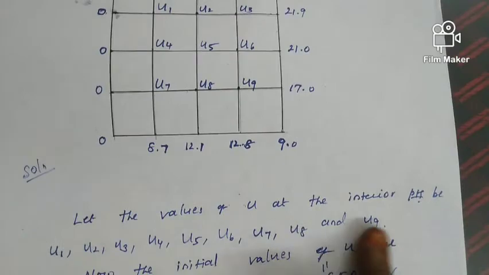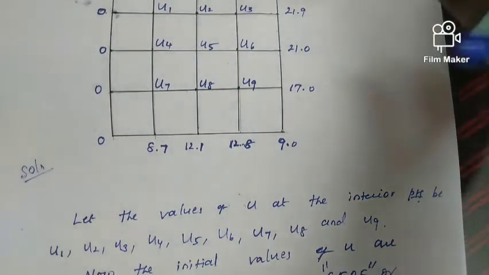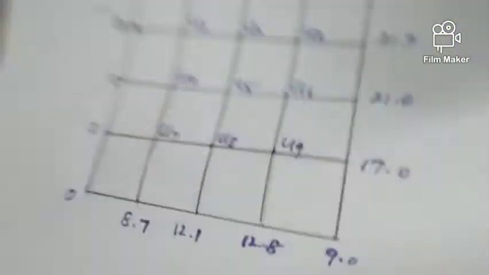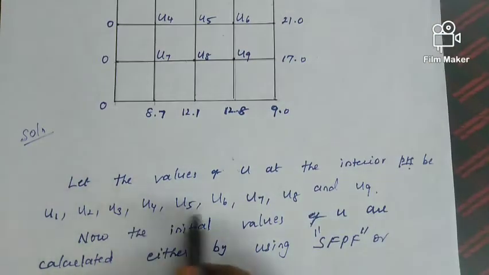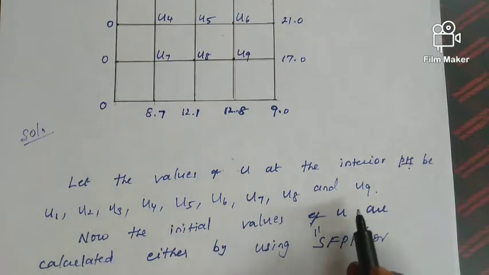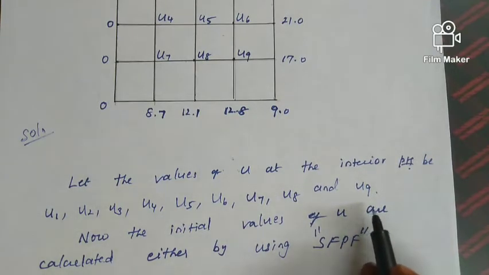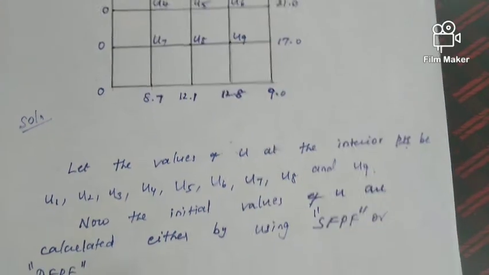Let the values of u at the interior points be... instead of finding u of x comma y, we are taking the interior points. The points are u1, u2, u3, u4 up to u9. So we are going to first initialize the value of u. How are we going to initialize the values? By using the standard 5-point formula or the diagonal 5-point formula.